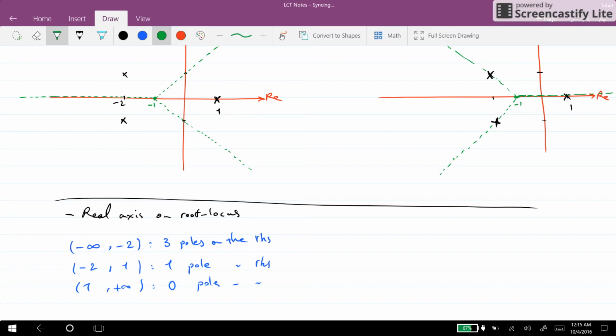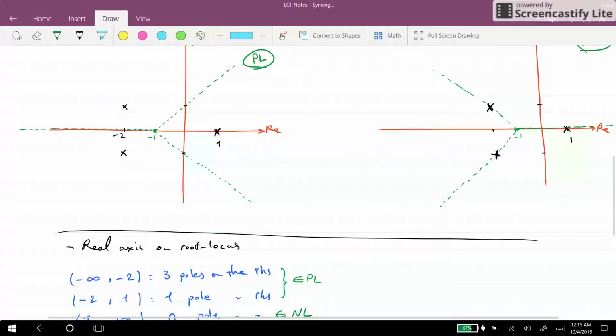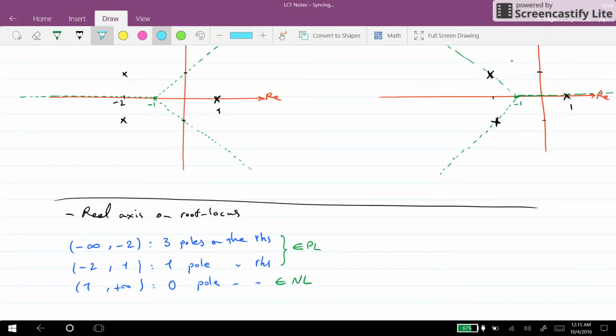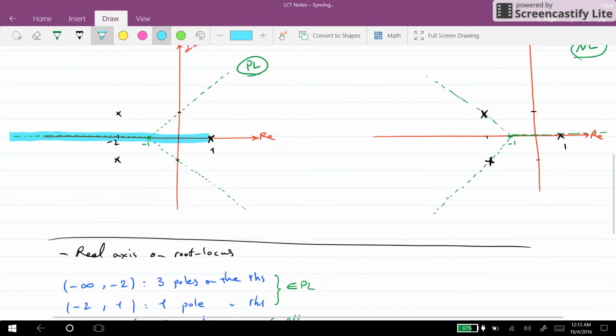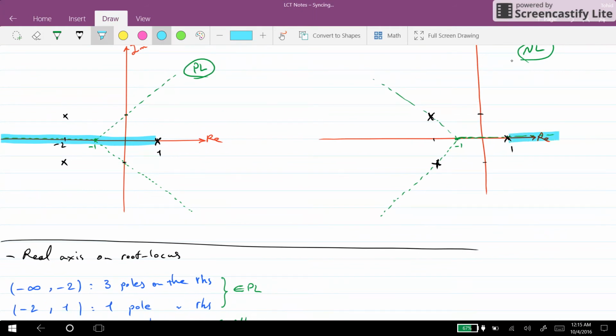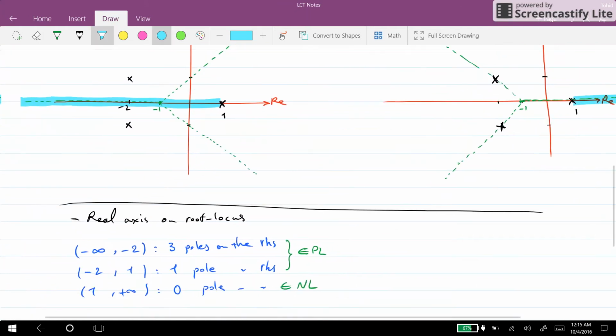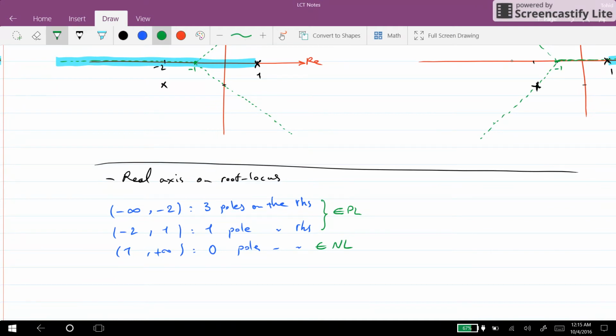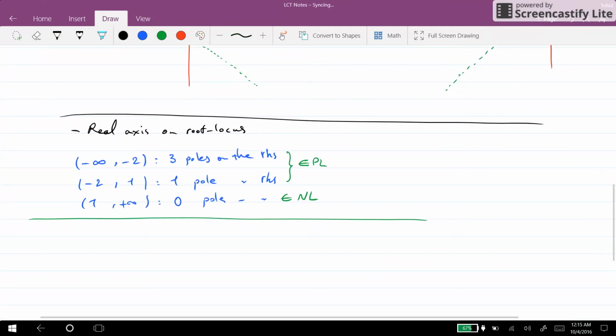As a result, we can see that these 2 segments belong to the positive locus, and this segment belongs to the negative locus. So we can determine it on the graphs. From -infinity till +1 belongs to the positive locus, and from 1 till infinity belongs to the negative locus, as we can see here. So then as the next step, we can think about the break-in or breakaway points.